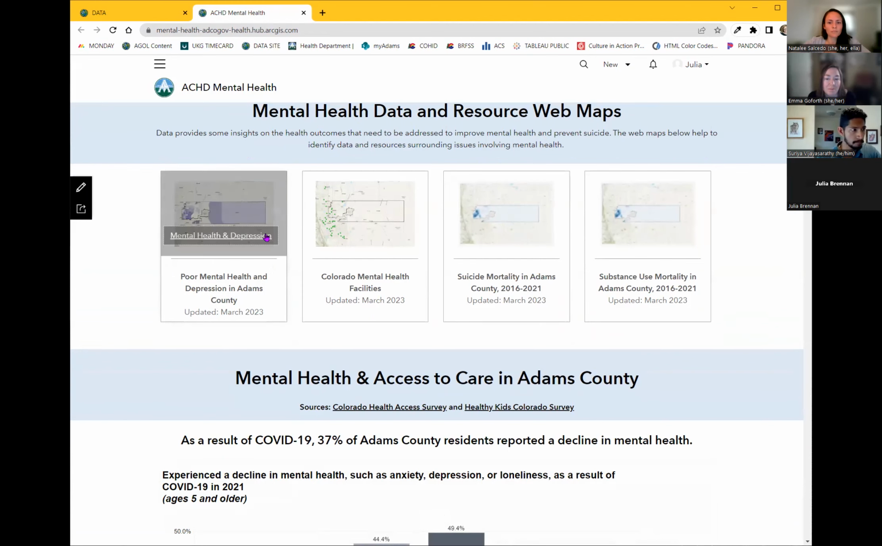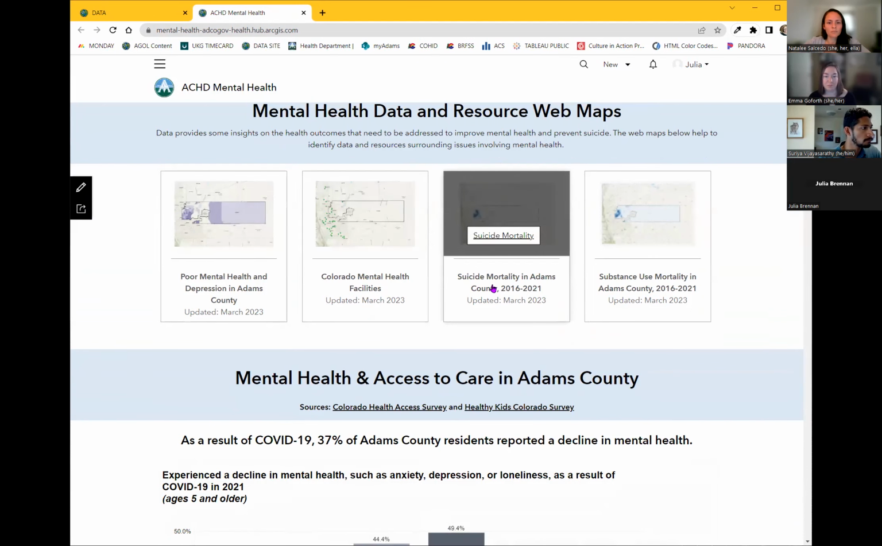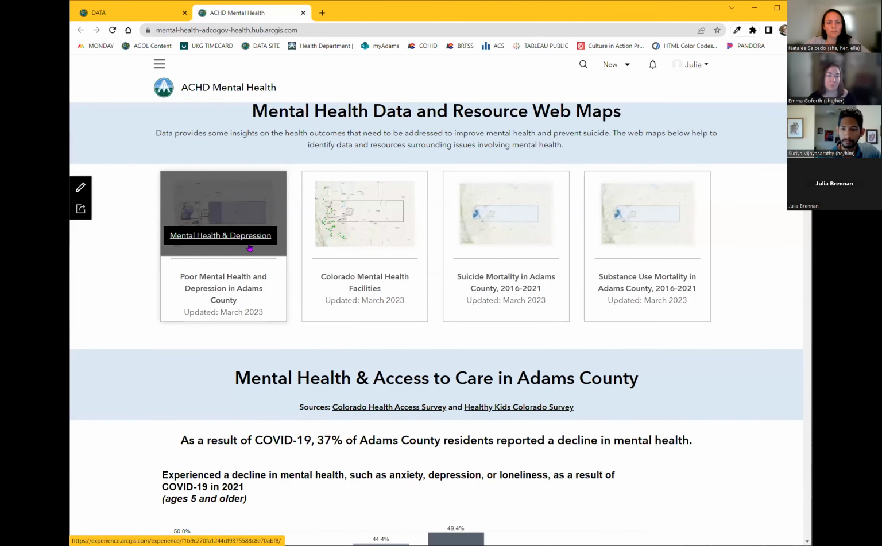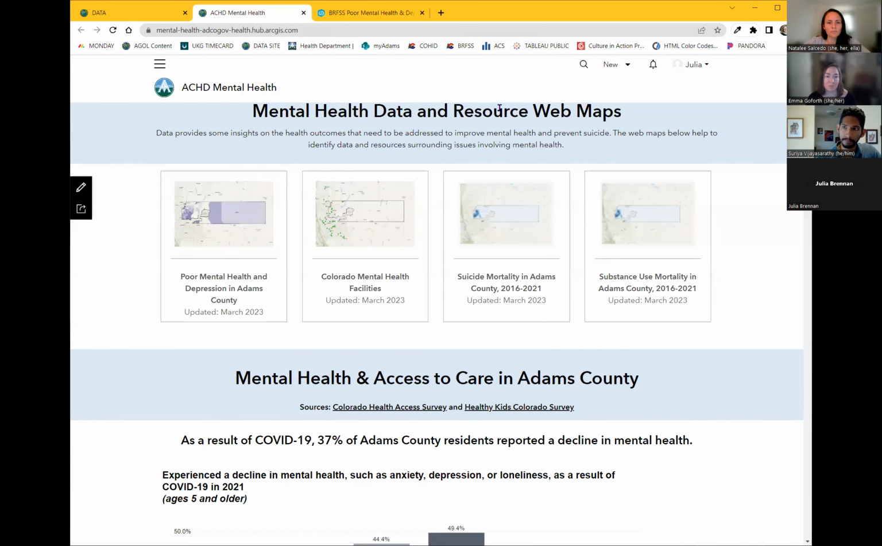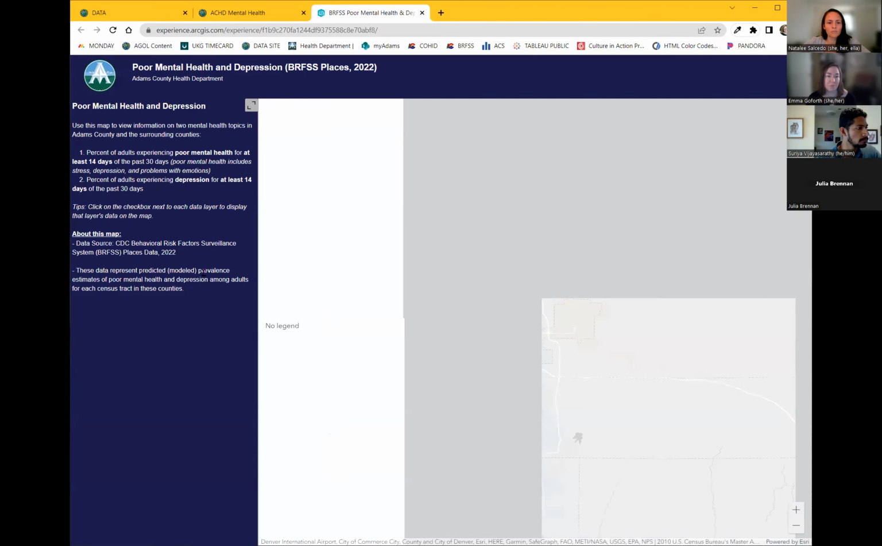And we'll take a look at the poor mental health and depression in Adams County maps right now, but you can also find links to Colorado mental health facilities, density maps for suicide mortality, and then substance use mortality as well. But let's take a look at this poor mental health and depression map while we're on this section. So when you click on this link, this app shows up.